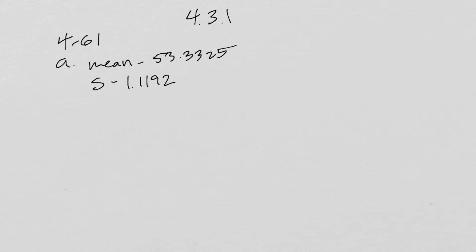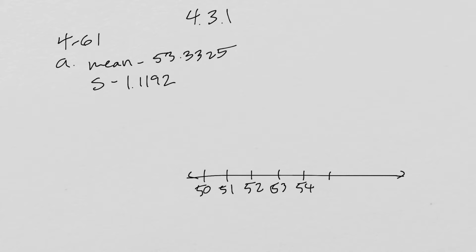Part B, it wants us to make a histogram of the distribution of women's head circumference and sketch it. Use an interval from 50 centimeters to 57 centimeters with a bin width of 1. Okay, so we have our x-axis. We're going to start at 50, 51, 52, 53, 54, 55, 56, 57.